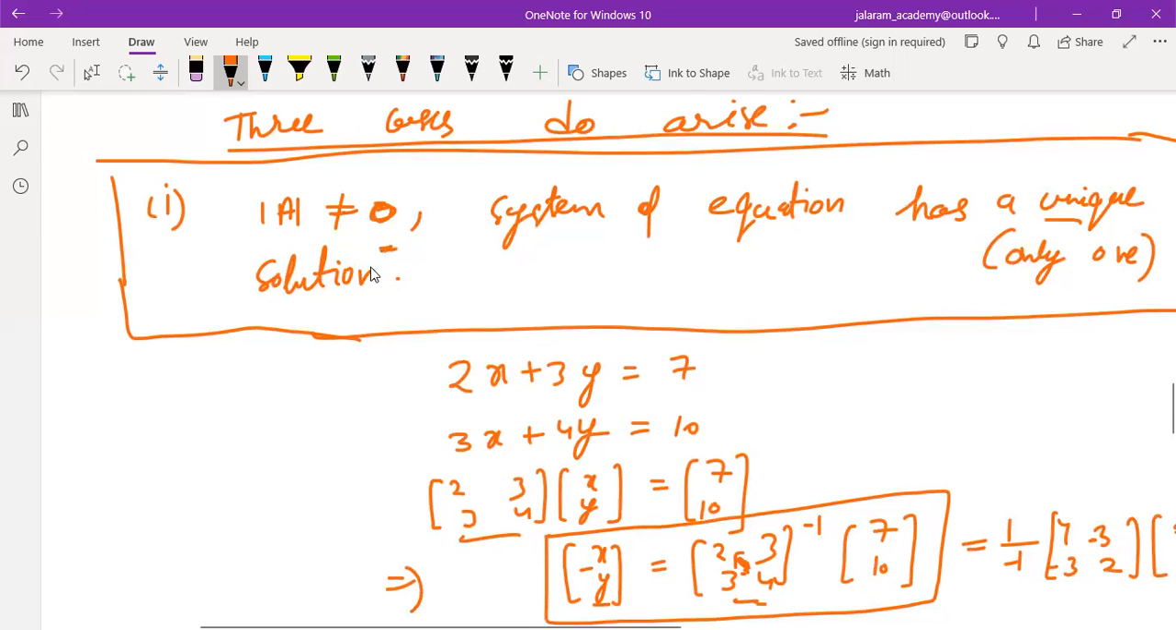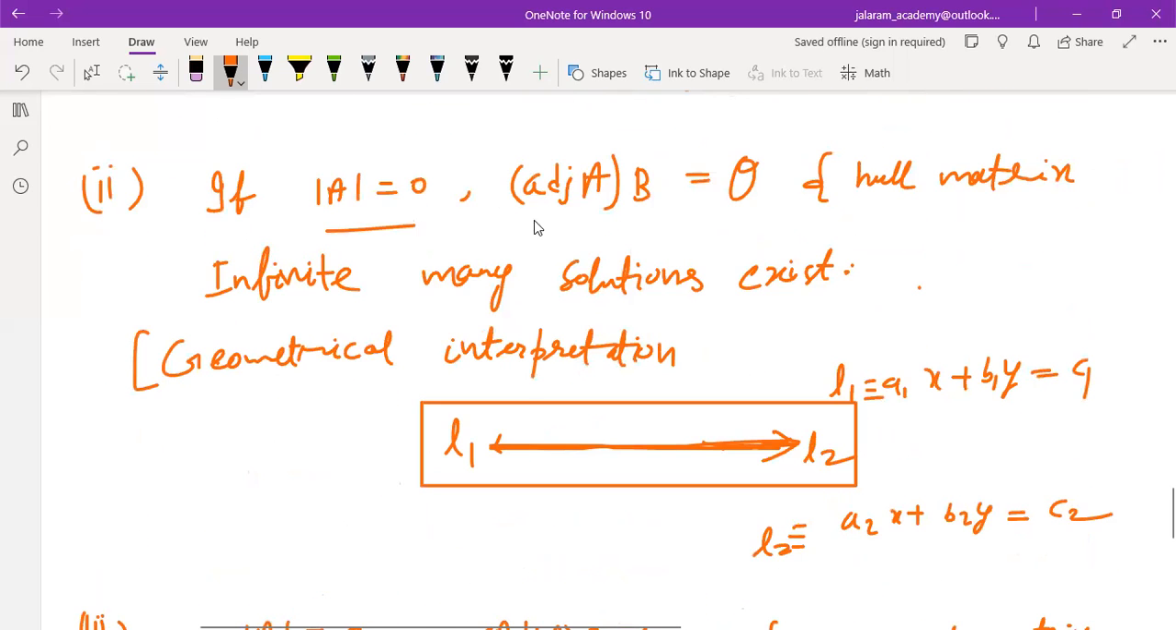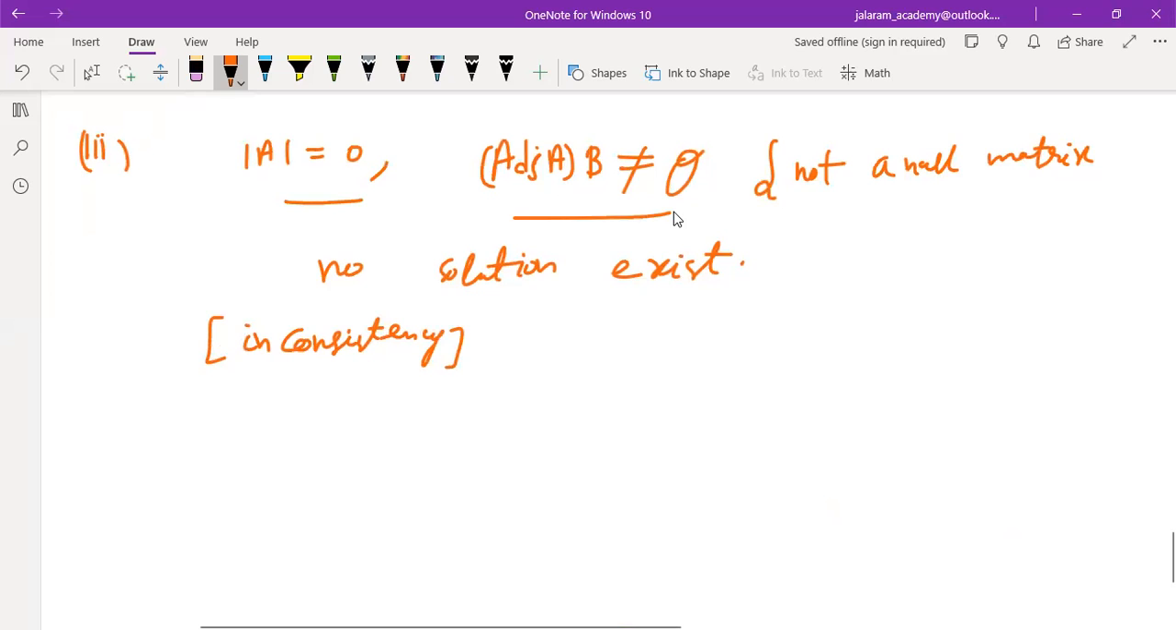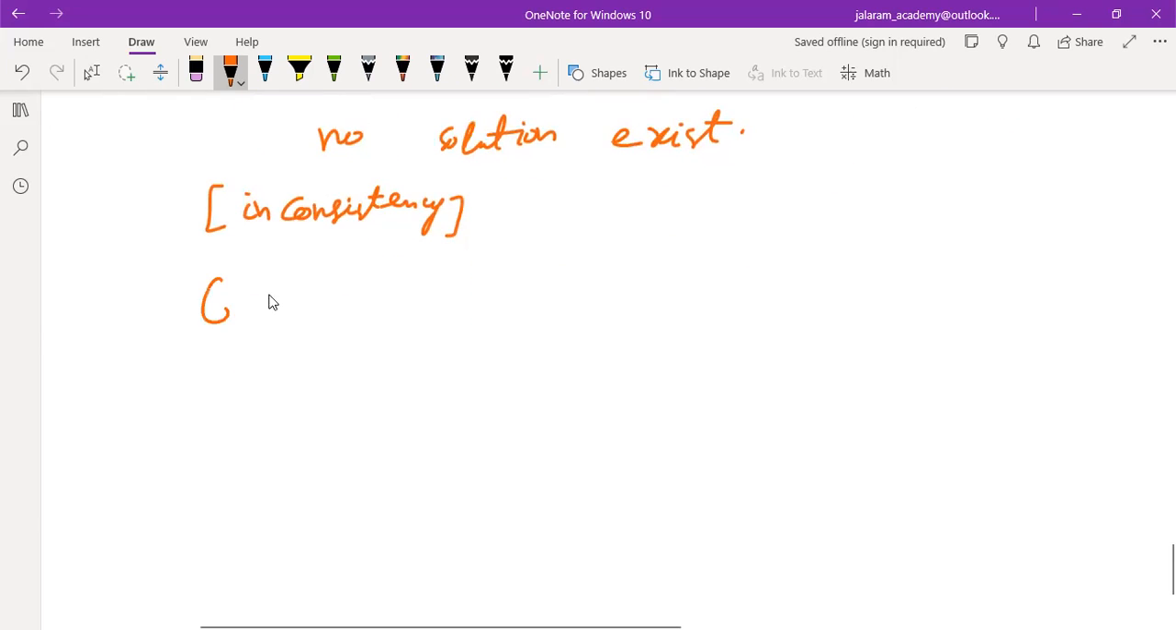Lines can be called consistent if either the determinant of A is non-zero, or if the determinant of A is 0, then adjoint of A into B is also a null matrix O. But if the determinant of A equals 0 and adjoint of A into B is not a null matrix, it means no solution exists. This is the condition of inconsistency. And what is its geometrical interpretation?